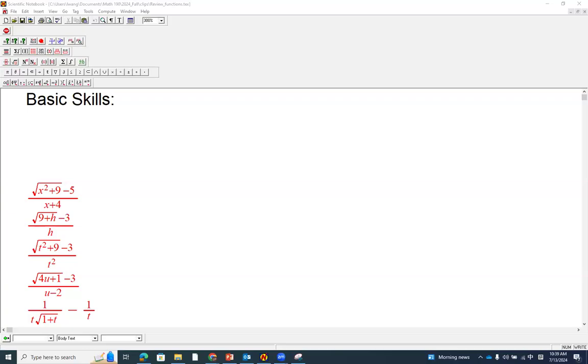Hello, everyone. In this lesson, we're going to talk about one of the basic algebraic skills that we're going to use often in calculus, which is rationalizing the numerator. Of course, sometimes we do rationalize the denominator, but in this case, we mainly talk about rationalizing the numerator. So look at this, I'll share the screen, okay?